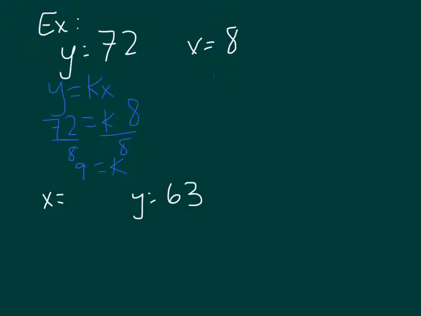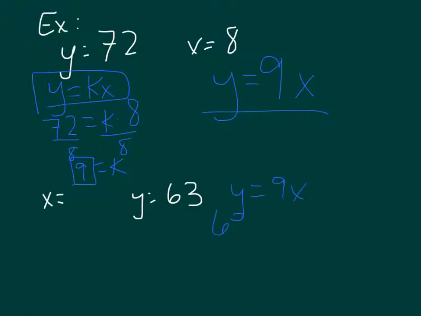But I haven't written my equation. My equation is y equals kx, remember? And so I'm going to just plug in this 9 for k, so y equals 9x. And then if I need to use that equation to figure out, well, what's x if y is 63? Now I'm going to use this equation. So y equals 9x. Well, y is 63 equals 9 times x, divide by 9, and 7 equals x.